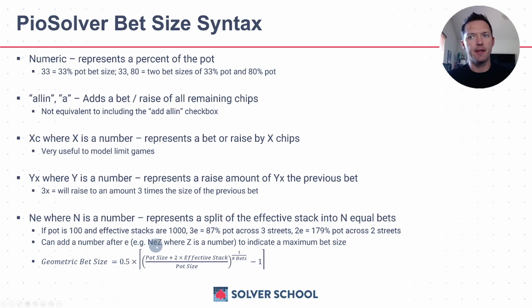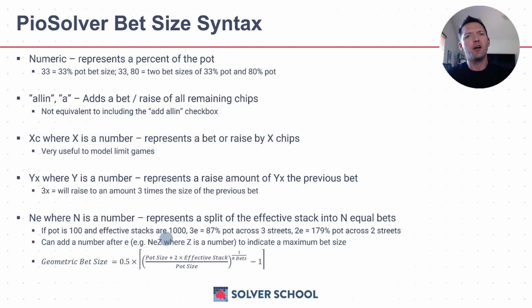So you can have this Z value here, where Z is also a number to indicate a maximum bet size. So maybe I chose 3E200. What that's going to do is choose things in geometric sizings, but it's also going to add a maximum value, and that 200 will be the maximum value it will choose regardless of what the geometric bet sizing looked like there.